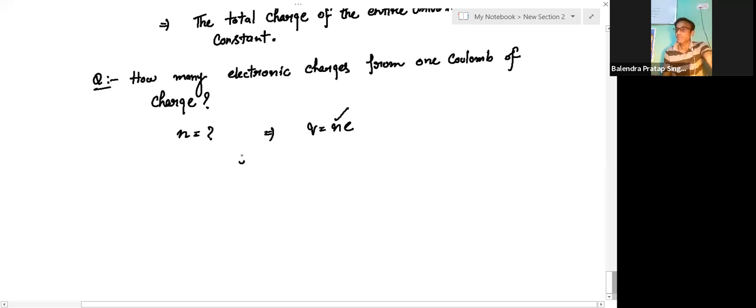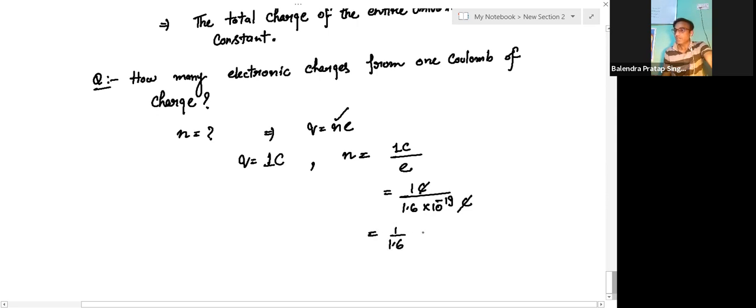So here what is the value of Q? Q is given, which is 1 coulomb. And you have to find n, the number of electronic charges. So that is 1 coulomb divided by E. And what is the value of E? The value of E is 1.6 into 10 raised to the power minus 19. So 1 coulomb divided by 1.6 into 10 raised to the power minus 19 coulomb. You can cancel coulomb with coulomb, and the final answer is 1 upon 1.6 into 10 raised to the power plus 19.